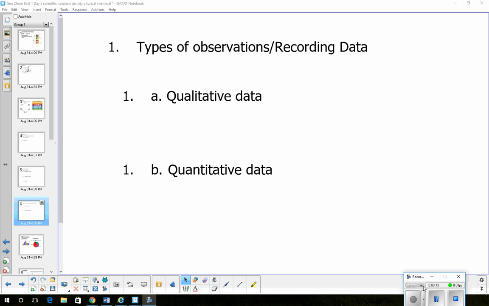Okay, watch it. All right, so qualitative is what do I see? What am I observing that cannot be measured? Is there a color change? Is it bubbling? Is it giving off heat, but I don't have a thermometer to record the temperature? Anything that I could visually see changing. Okay, I'm writing it down.